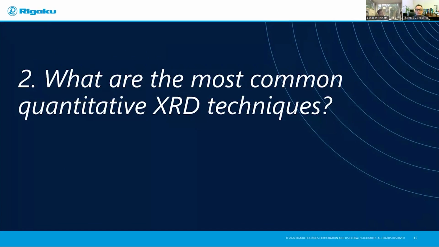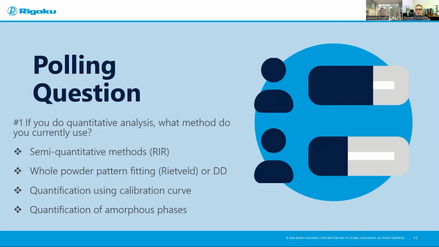Tom, I understand there's a polling question at this point. We do. I've just launched it. And since this is a webinar on quantitative analysis, the question starts right off with that. If you do quantitative analysis, what method do you currently use? We have semi-quantitative analysis, which is the RIR, whole powder pattern fitting Rietveld, calibration curve, amorphous phases, other, and I don't.